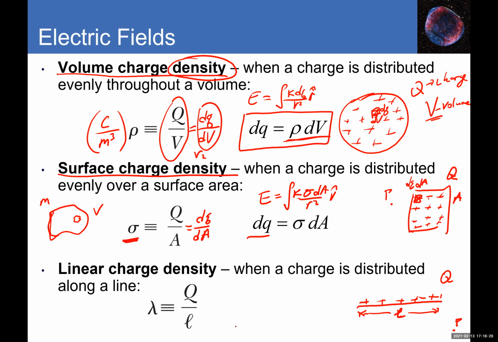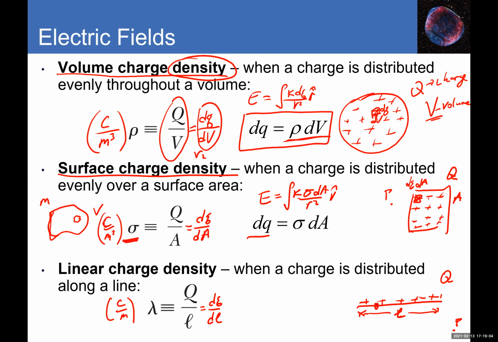This lambda is not the wavelength lambda. You sometimes use lambda in physics for wavelength, but this is linear charge density. By the way, sigma has units of coulombs per square meter, and lambda is coulombs per meter. You can see that lambda is one-dimensional, sigma is two-dimensional, and rho is three-dimensional distributions. They each represent a different degree of freedom. So lambda equals Q over L, and that also equals dq over dl.